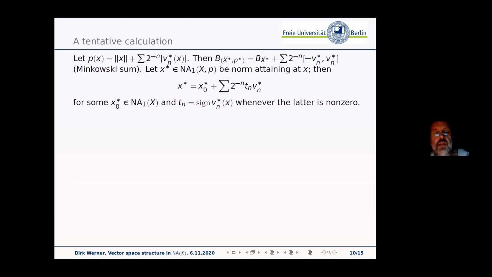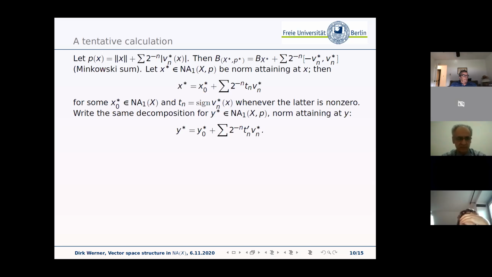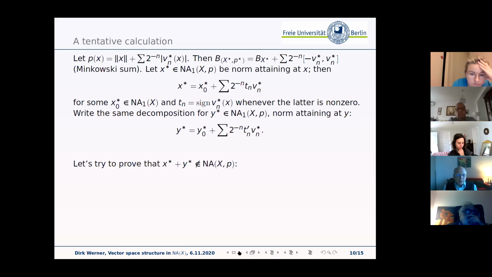If Vn star of X is 0, we can't say anything, of course. So this is the decomposition that we get for a norm-attaining functional. Now let's take a second one, and after that, look at the sum of the two. So here we have a second norm-attaining functional of norm 1. We write down its decomposition, and we go on to look at the sum.